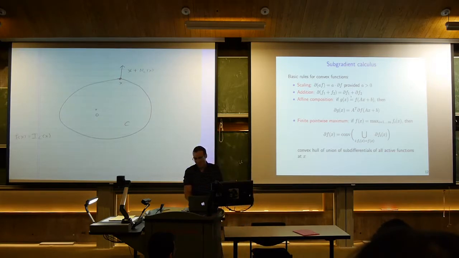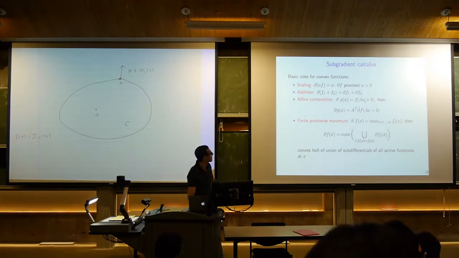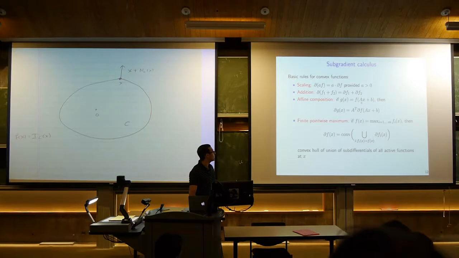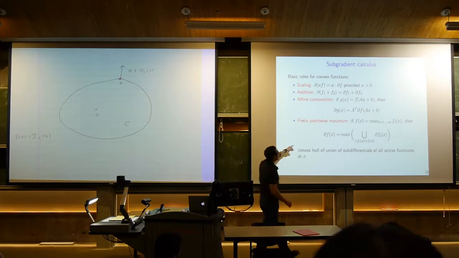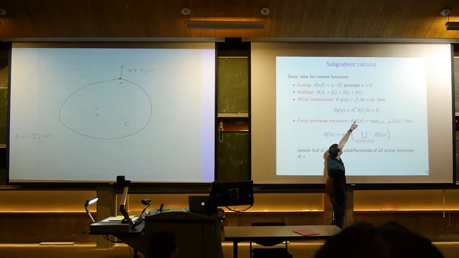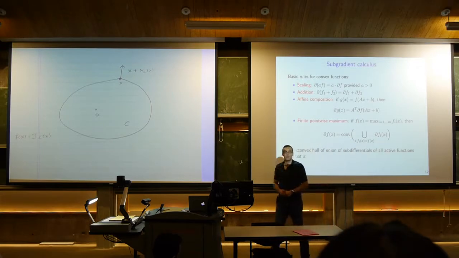This is kind of our closest thing to a chain rule for subgradients, but we think about it in terms of the inner function, the composition, being an affine function. So if I have a function f and I have a matrix A and a vector b, and I compose f with Ax plus b, and I call that function g of x, then the subgradients of g are A transpose times the subgradients of f evaluated at Ax plus b.